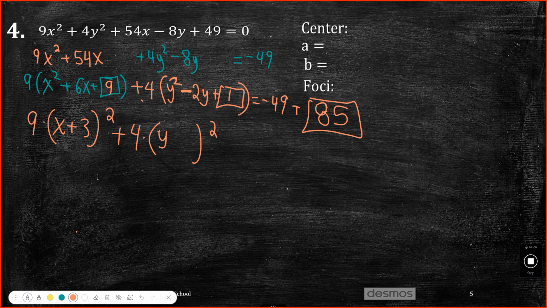This is negative. This is negative. What's the square root of 1? What's negative 49 plus 85? 36?